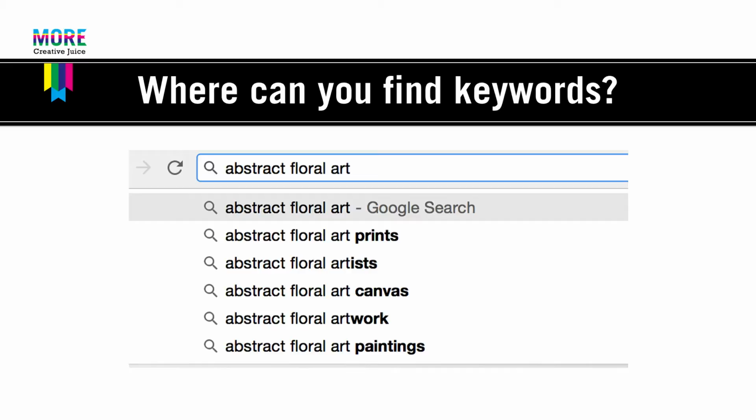So in this case, I put in abstract floral art, and then I got abstract floral art prints, abstract floral artists, abstract floral art canvas, artwork, art paintings. These are all things that people have Google searched. You want to make sure that you are included in those lists if your content obviously relates to what it is that you're searching for. But those are other ways of writing it, and those are other words that will give you some idea of words that you might use both to describe, or you might use them in your blog post. That's where you're going to find them.